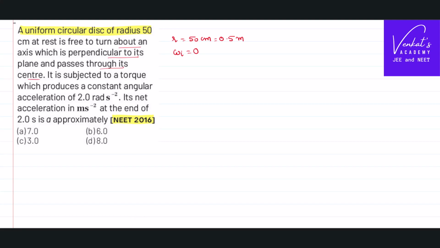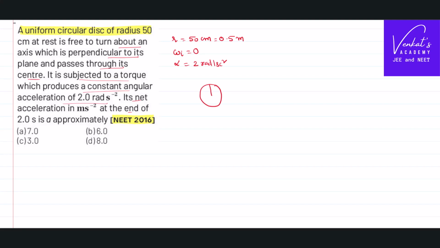It is subjected to a torque which produces a constant angular acceleration. He has given an angular acceleration alpha as 2 radian per second square. What is the net acceleration? First of all, we shall understand what we mean by net acceleration.